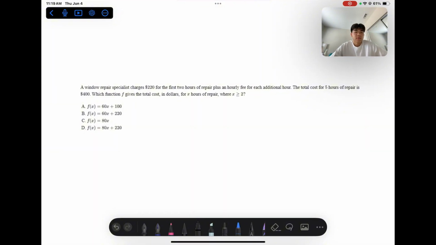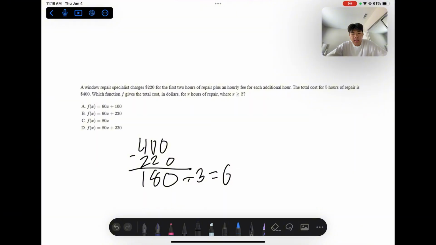Okay, so you know that the first 2 hours is 220. We know that the total cost for 5 hours is 400. So 400 minus 220, you get 180, right? And then so 180 for the 3 hours after the first 2 hours. So we divide it by 3 to find the hourly rate is 60. So we say 60x, and then y-intercept is, let's just say 220 maybe. And then boom, we get our answer of B.